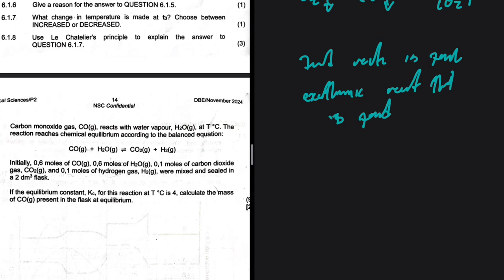Carbon monoxide reacts with water, H2O, at 2 degrees Celsius. The reaction reaches equilibrium according to the balanced equation. We have carbon monoxide plus H2O to give us CO2 plus H2. And then we're given the initial number of moles of carbon monoxide, of H2O, of carbon dioxide, and of hydrogen gas. And then we're given the volume, which is 2 decimeter cube.